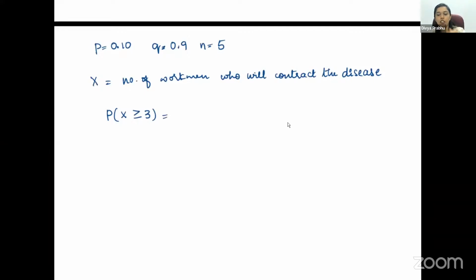So if it is greater than or equal to 3 means, if you remember, I told you X will start from 0, 1, 2, 3. It will go up to how much? Up to n, which is 5 in this question. So probability of X is equal to 3 plus probability of X equals 4 plus probability of X equals 5, because n is 5. I will go up to 5. Got it?